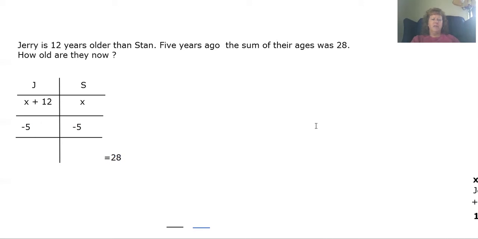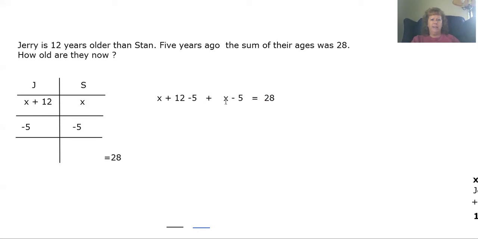So this problem is different from the last one in that the last one we had the two people, their ages were equal to each other, and we had that extra word to write in. But in this problem, we have the two people are added together for a sum of 28. So all we need to do is write down Jerry's side of the equation and add that to Stan's side and equal to 28.